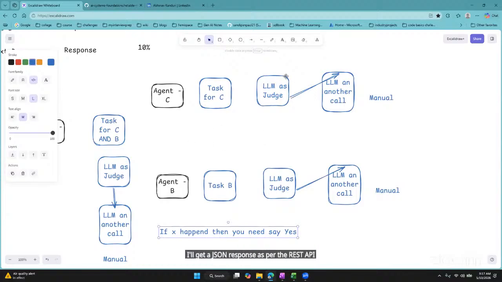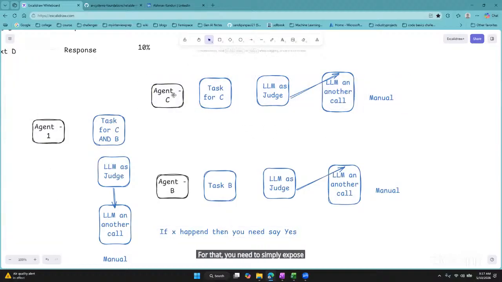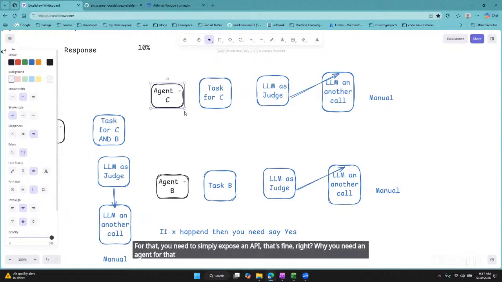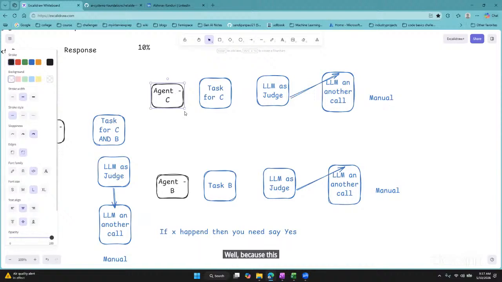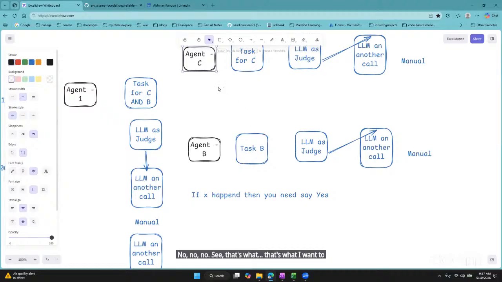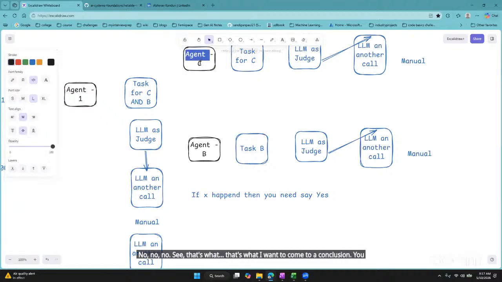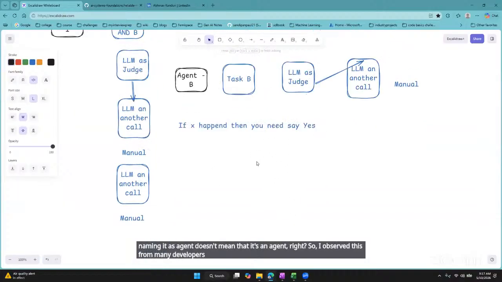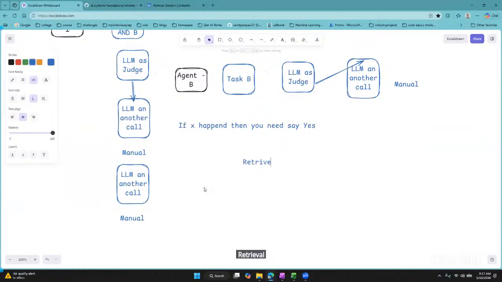For that you need to simply expose an API. That's fine, right? Why do you need an agent for that? Because this is an agentic system, agents are calling on behalf. That's what I want to come to a conclusion on. Naming it an agent doesn't mean that it's an agent. I observed this from many developers. They say retrieval agent. What do you mean by retrieval agent?